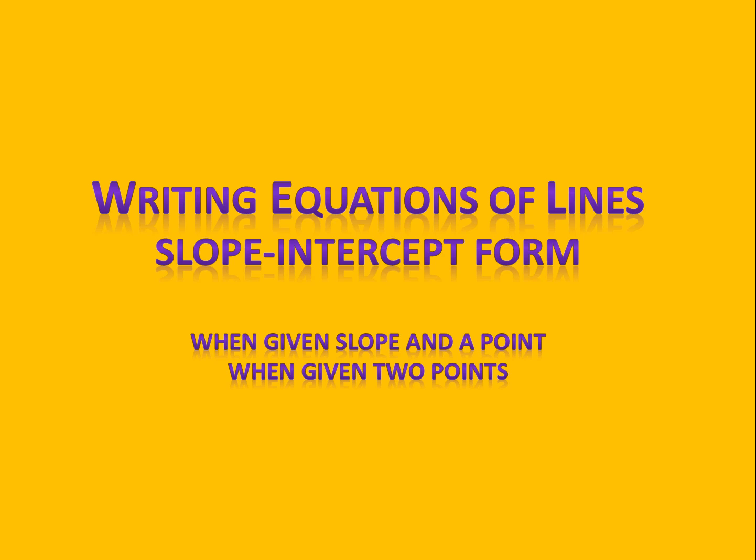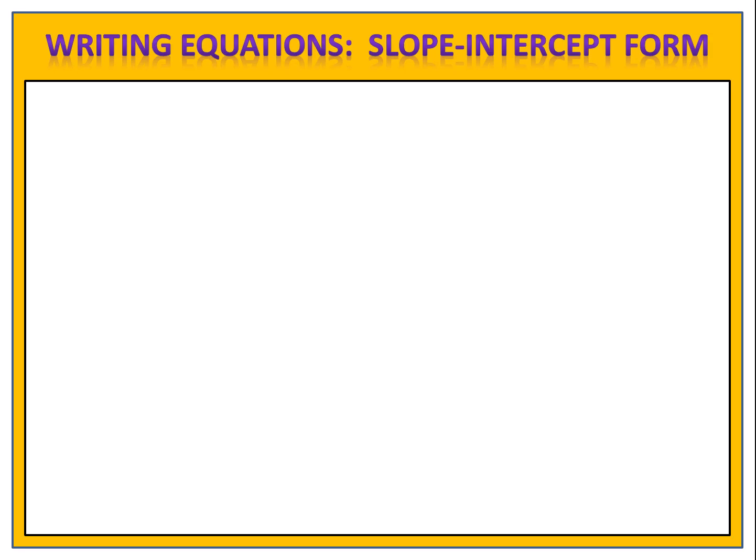In this lesson, we're going to learn how to write equations of lines. This is the second in a 4-part series on this topic. In this video, we're going to focus on how to write the slope-intercept form of a line when given the slope and a point, or when given 2 points.